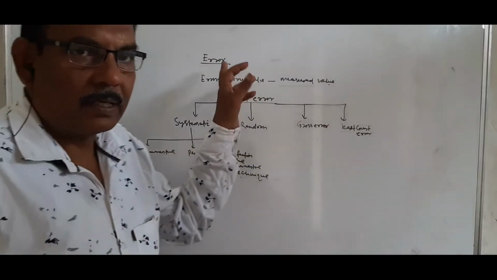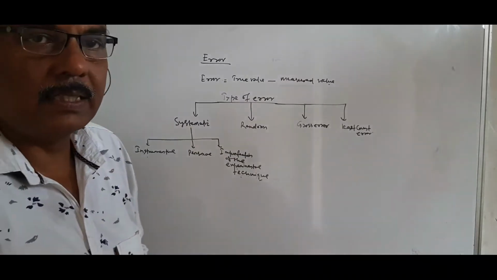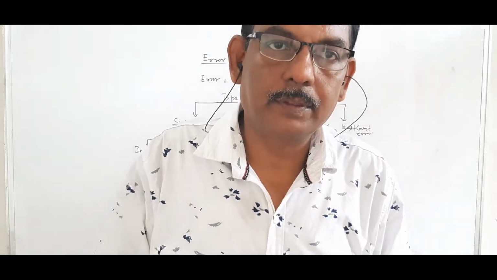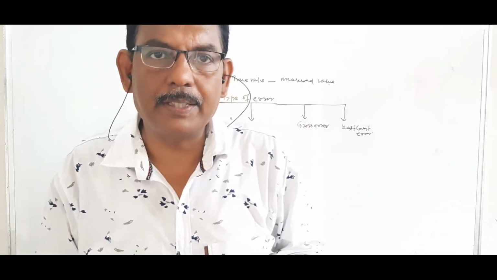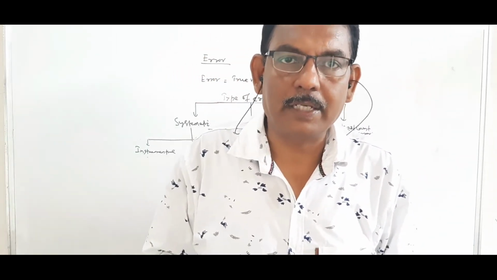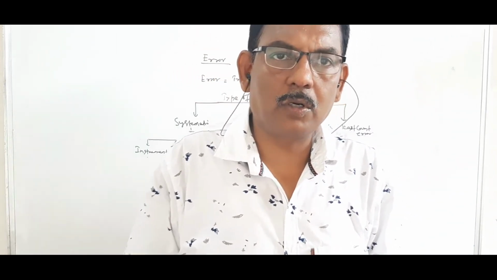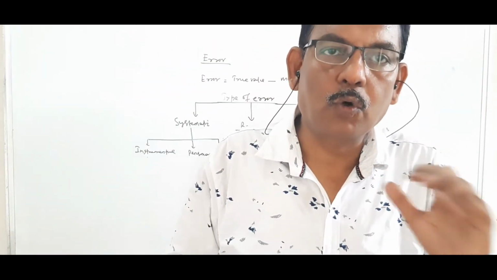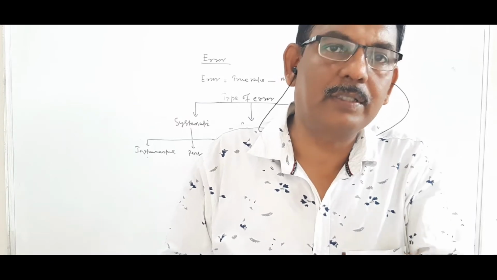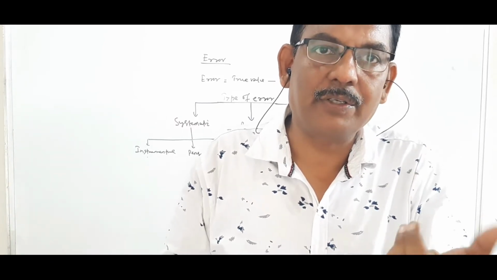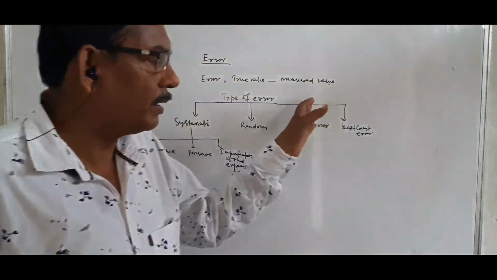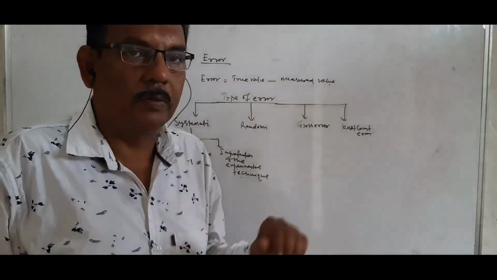Our next topic is error. The error is the difference between the measured value and the true value. You know that every measurement is done with some instrument, so the measured value always differs from the true value. That difference is called error. So error is equal to the difference between the measured value and the true value.